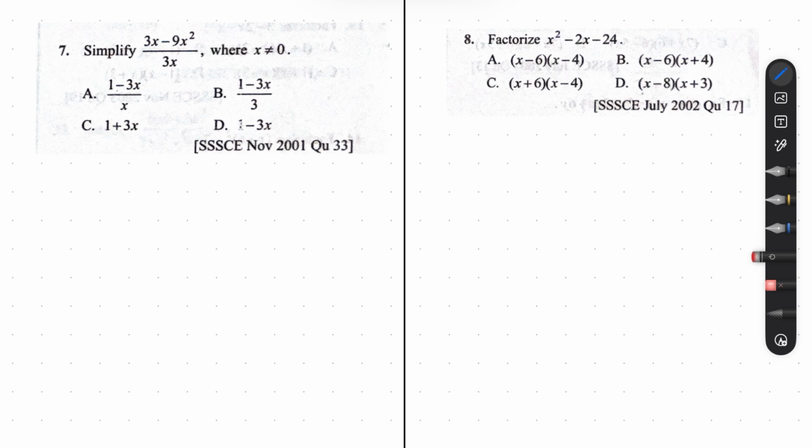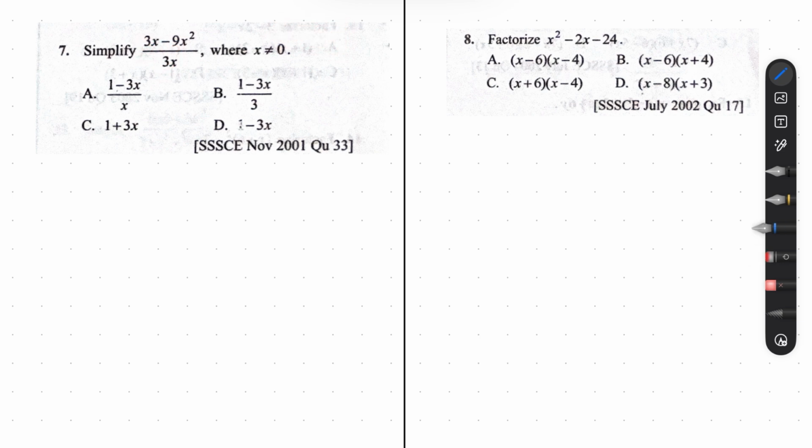It says simplify this expression. Okay. Now, just looking at this, I can see something common, which is that we have x here, and we have x here, and we have x here. Also we have 3 here, we have 3 here, we have 9 here. And we know that 9 is a multiple of 3, because 3 times 3 is 9. That means you can factor 3 out, and you can factor x out, right?